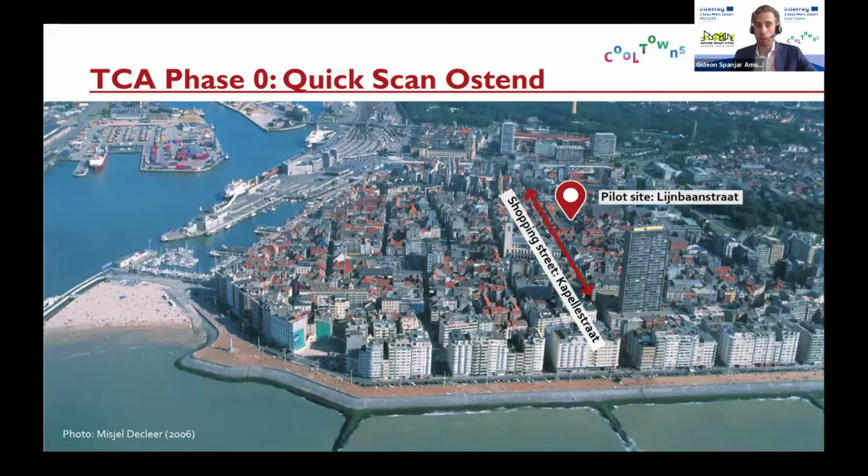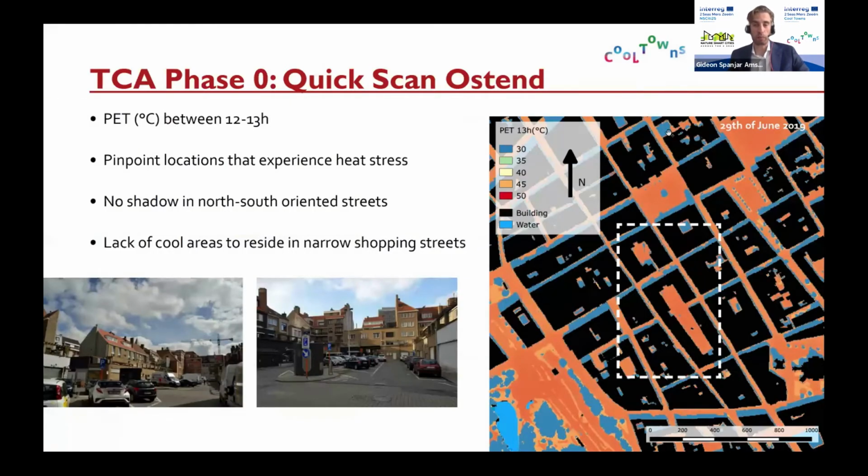Using Oostend as an example, it's one of our partners of Cool Towns. We have a shopping street over here, and over there we have the Cool Towns pilot site, the Lijnbaanstraat. And what we found out with modeling the PET is that shopping streets like this important one suffer from heat stress. Often in shopping streets, it's difficult to develop heat stress interventions. And here the partner has chosen to create a kind of cool spot in this area, where people can have a break when they are shopping and can cool down a little bit and relax.